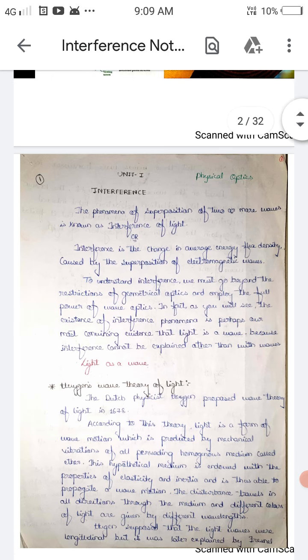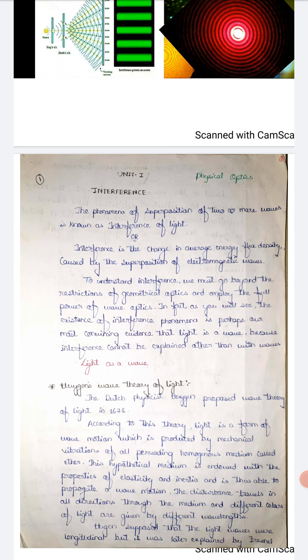Okay, now to understand interference, we must go beyond our restrictions of geometrical optics and employ the full power of wave optics. In fact, as we'll see, the existence of interference phenomena is perhaps our most convincing evidence that light is a wave, because interference cannot be explained other than by waves.